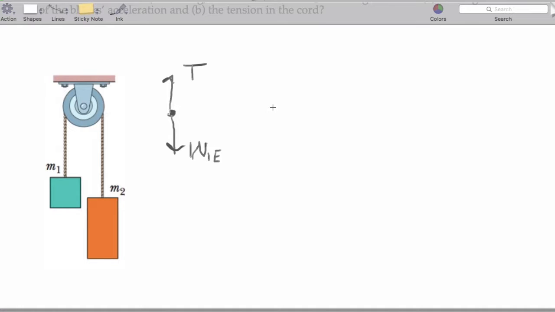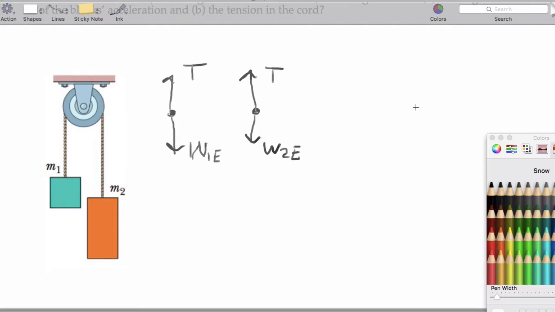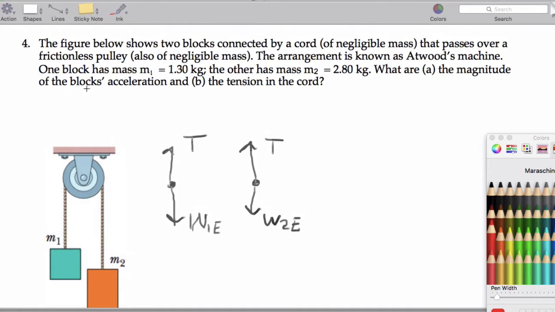And then for the second mass, there is also the tension on this mass, and there's a weight of mass 2 due to the Earth. Now let's be clear. We need to define a sign convention, what we mean by positive and negative. And in this case, M2 is in fact larger than M1. So this system is going to actually rotate clockwise.